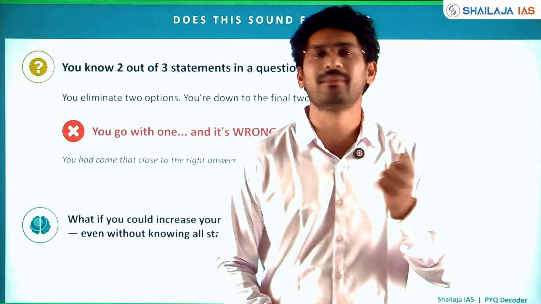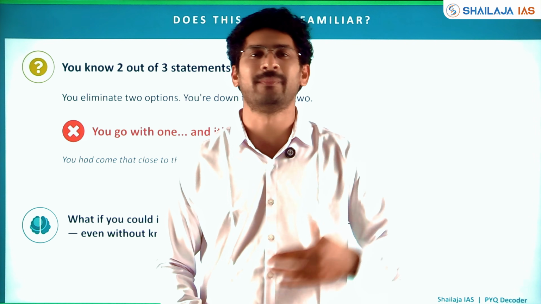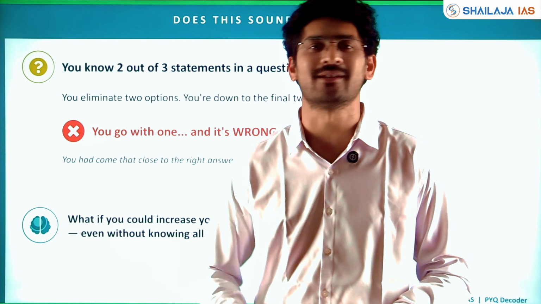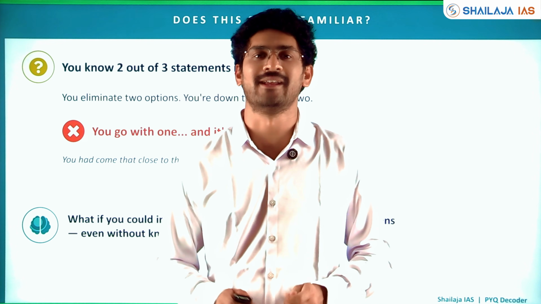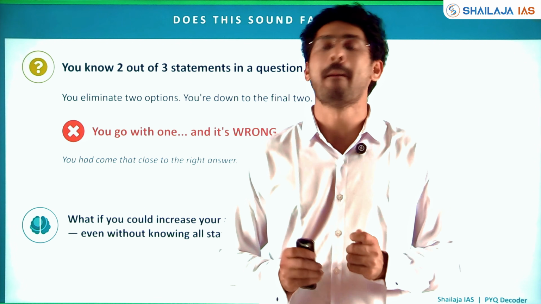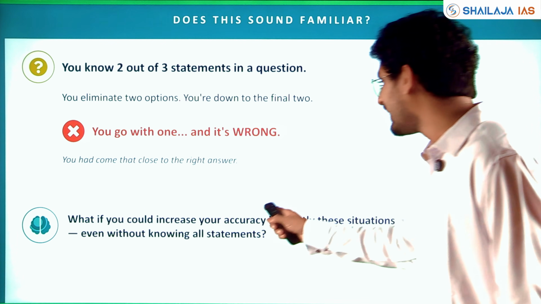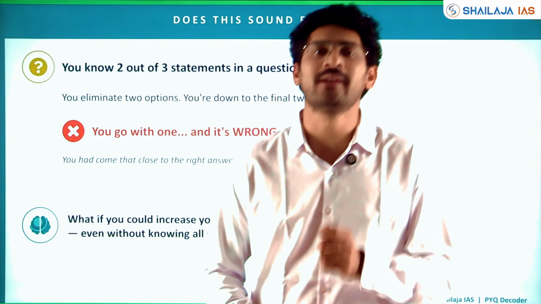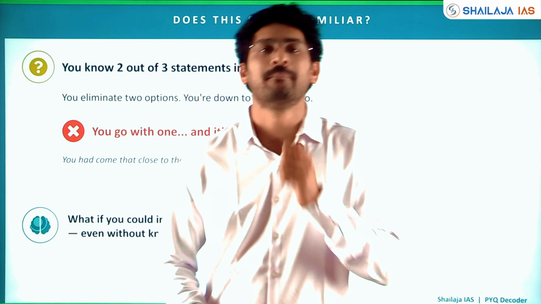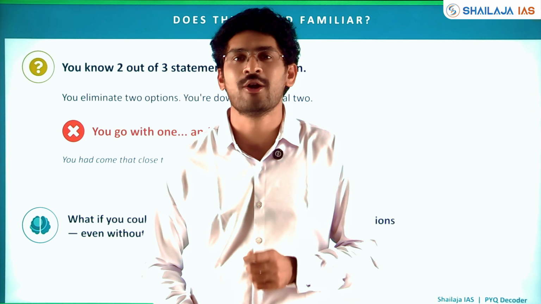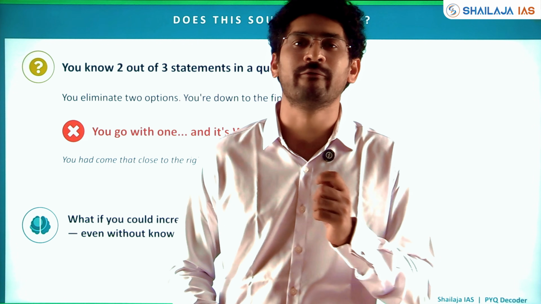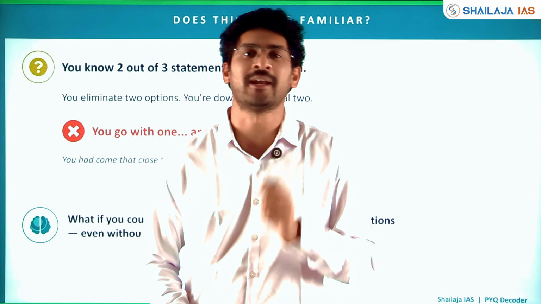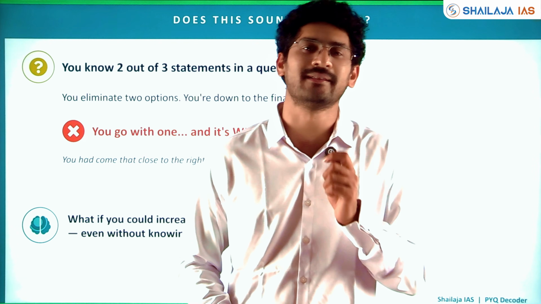We are just randomly solving the PYQs of papers, 10 questions of this, 15 questions of that, and we are using tricks and techniques. That is not how you decode a PYQ. What if you could increase your accuracy by decoding your PYQs properly? Previous year papers are a microscope to how the UPSC paper is set, how an examiner is setting the paper.